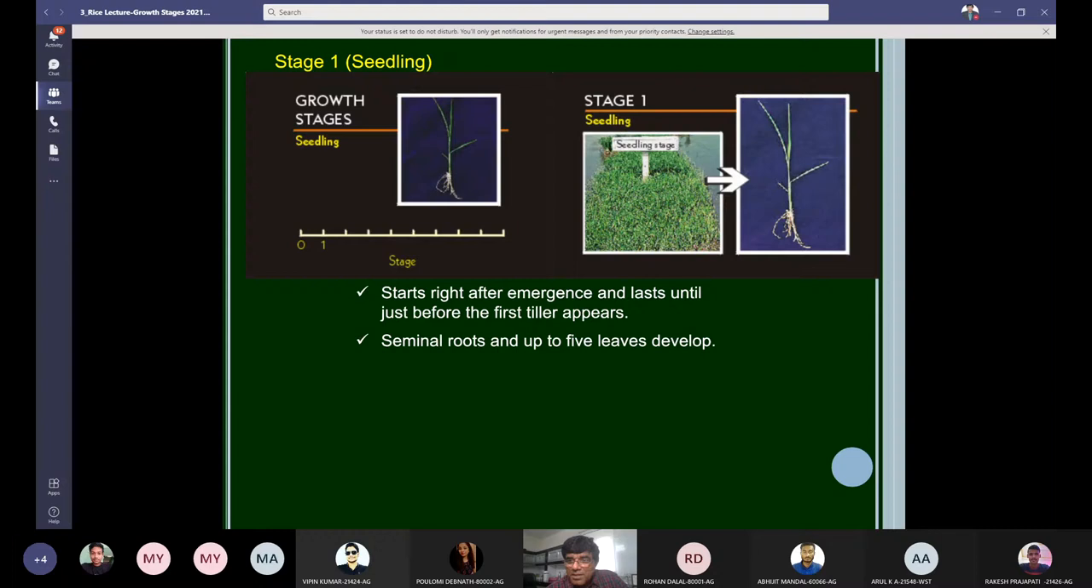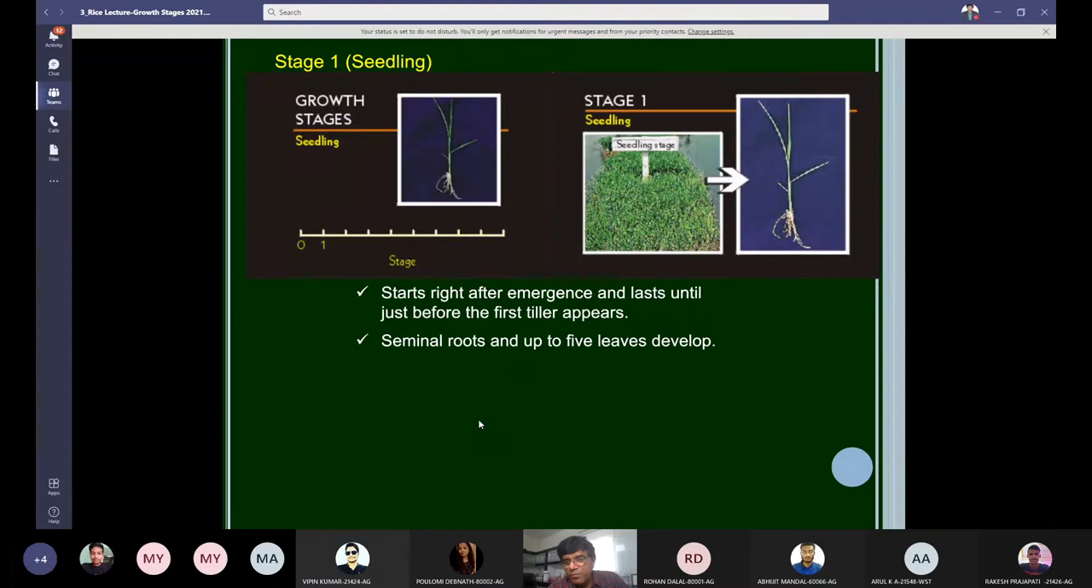So here, the seedling stage starts right after the emergence and lasts until just before the first tiller appears. When the first tiller appears visible, then it will not remain a seedling. Seminal roots and up to 5 leaves develop. Normally a seedling will have 4 to 5 leaves.